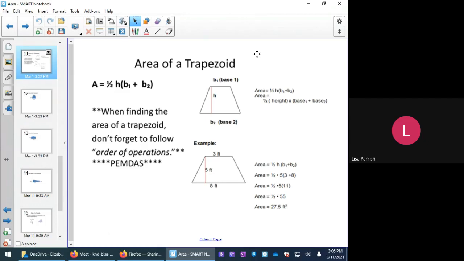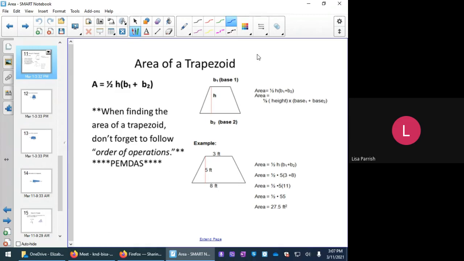So let's jump into trapezoids. As I said, a trapezoid is a quadrilateral. It has 4 sides. The formula for a trapezoid is a little different than some of the ones we did yesterday. They were pretty basic: length times width, base times height. This formula is a little longer, it's a little more complex. So you definitely want to pay attention. You definitely want to do it step by step so you don't make mistakes.